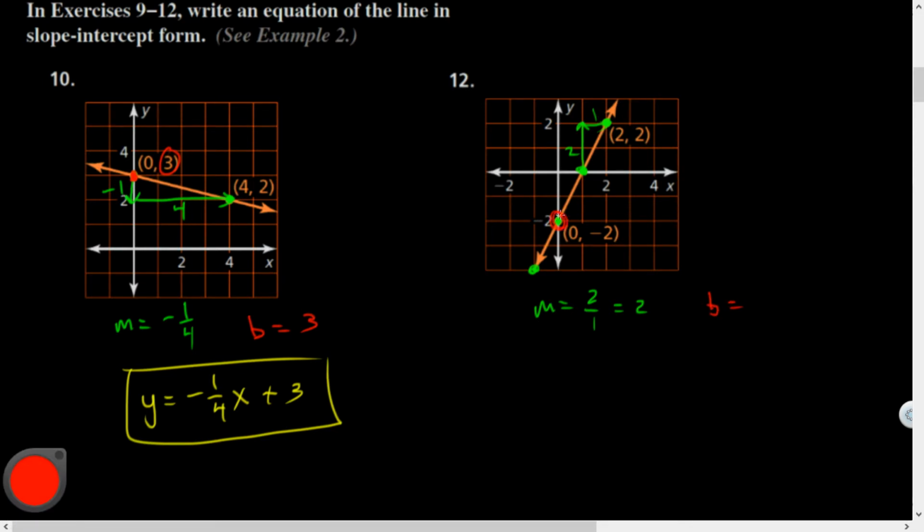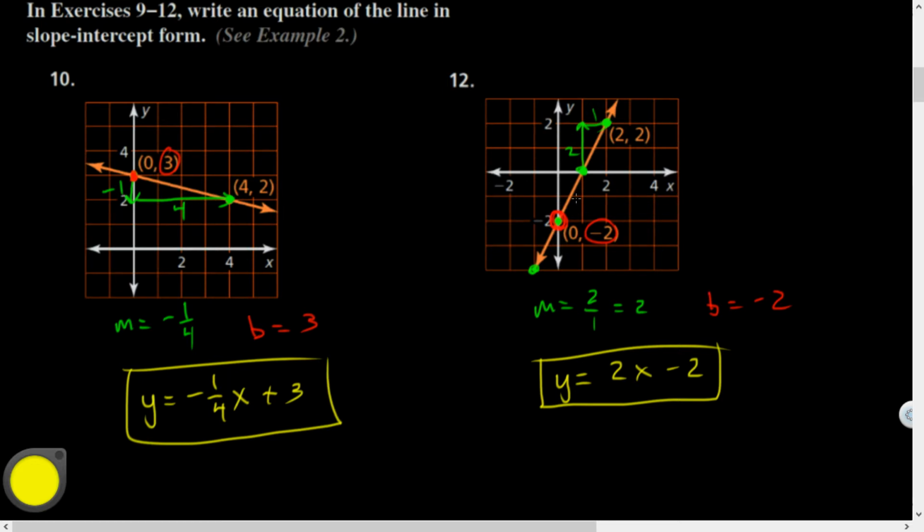Where is it crossing this? Yeah, -2, -2. So let's plug this into the equation. y equals m, instead of m, I'm going to write 2, x, and plus b is -2 this time. All right, so that's not that bad.